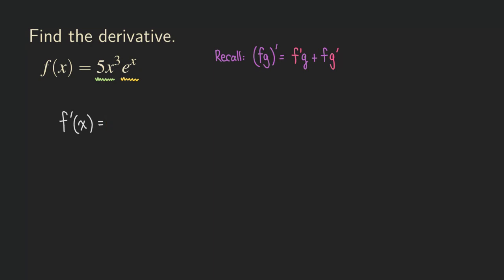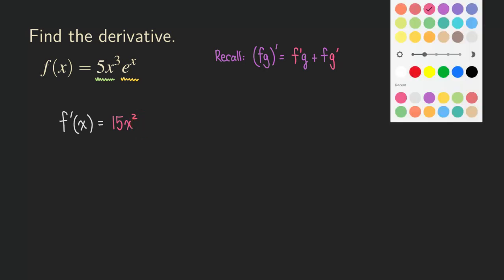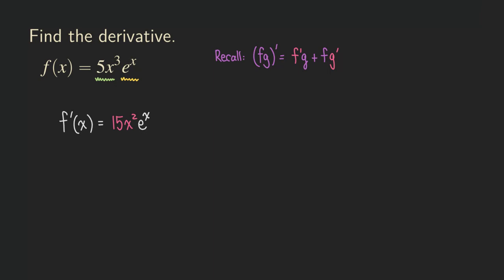That's going to be, bring down the 3, we got to use the power rule. So we are going to be getting 15 times x squared, because we got to subtract 1 from the original power, 3. So it becomes a power of 2. And then we just copy down this second function right here. So we are going to be getting just e to the x, right? So just copy it. And then now plus.